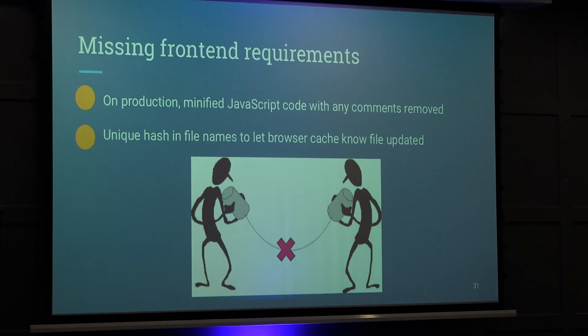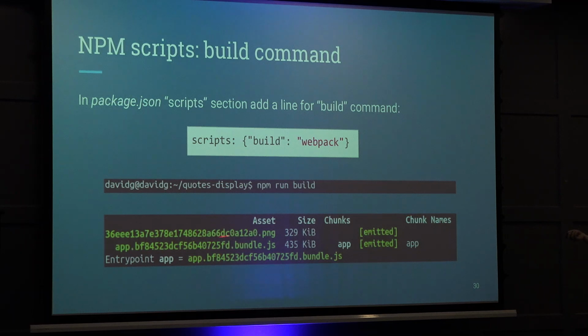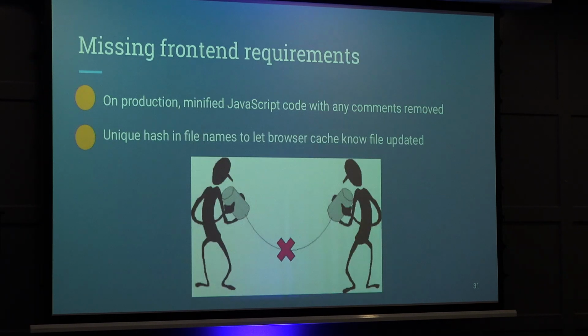Okay, so of our 4 missing requirements, the top 2 are sort of fixed now. Because we're using mode production, the JavaScript is being minified and comments removed, and also because of the file names we had on the last file, this big long hash string, we're getting versioning on that as well. So those two, so the browser will know when the file content is changed.